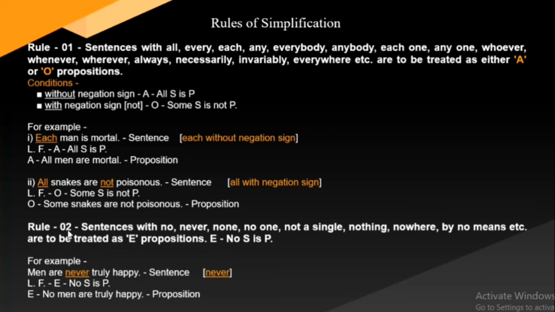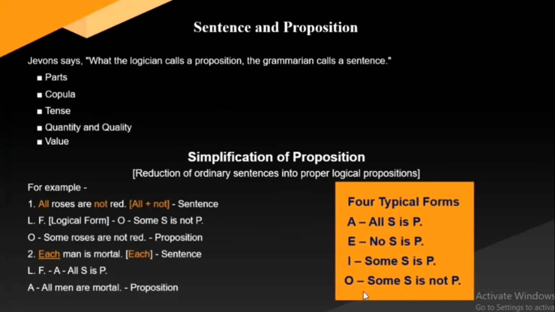Simplification rule 2. Sentences with no, never, none, no one, not a single, nothing, nowhere, by no means, etc. are to be treated as E propositions. There are 4 typical forms A, E, I, O. A sentence with a word of rule 2 is to be treated as an E proposition: no S is P.